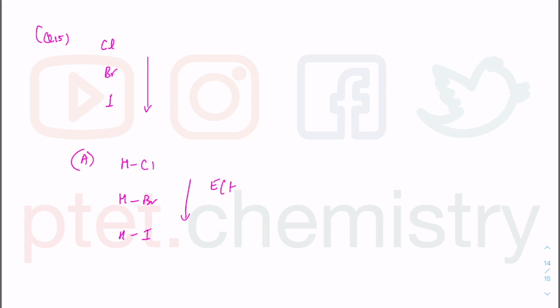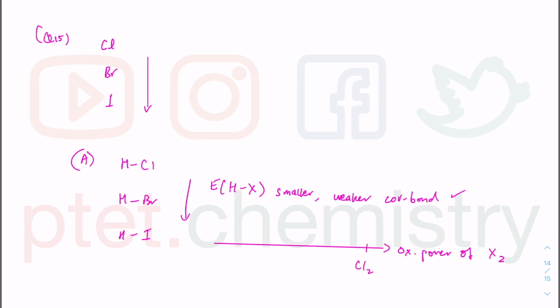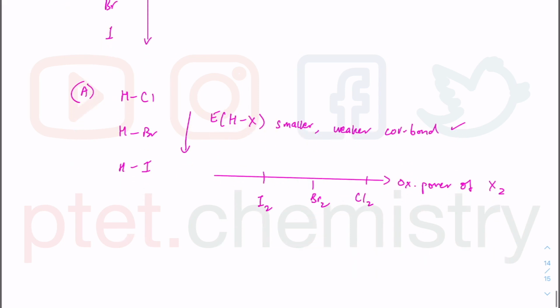The HX bond enthalpy becomes smaller, so smaller in value, because it's a longer covalent bond, it's a weaker covalent bond, so less thermally stable. So that is okay. So less thermally stable is fine, and it says become weaker reducing agent. So we can imagine that we have the oxidizing power of the halogens. So this is talking about the halogens. So chlorine is a stronger oxidizing agent than bromine or iodine halogen molecule.